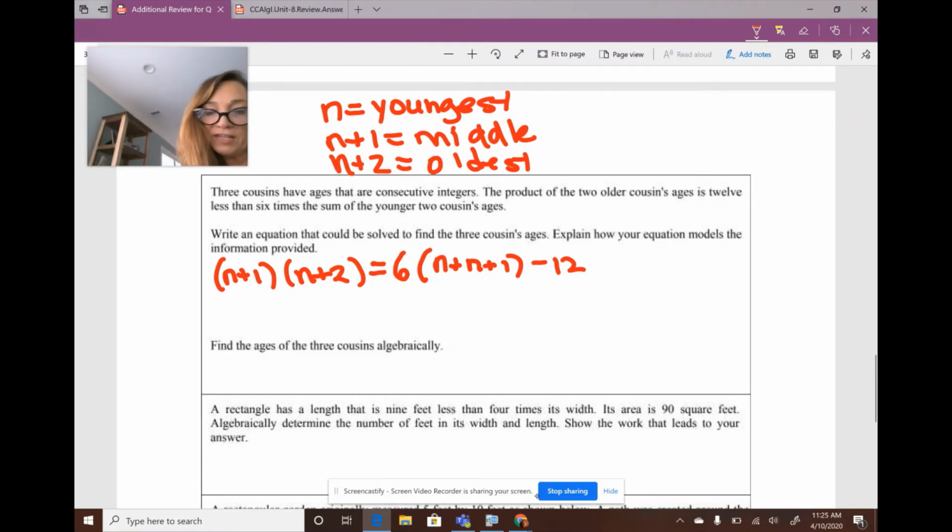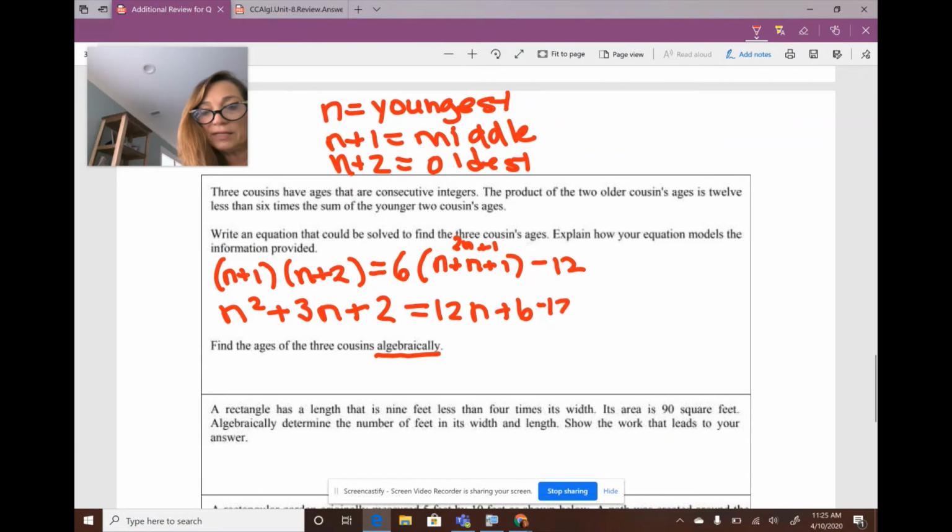Okay, find the ages of the cousins algebraically. So I have to use algebra, which means basically equations. So I'm going to multiply my binomials. I'm going to add to get 12n plus 6 minus 12. So that will give me n squared. I'm going to subtract that, so that gives me negative 9. That's a negative 6 when I add the 6 and the negative 12. So I get plus 8 equals 0.